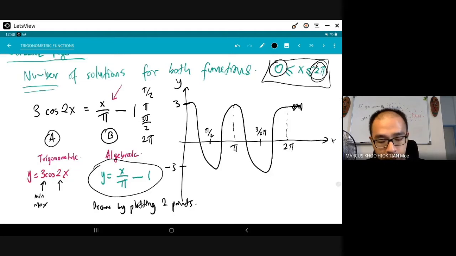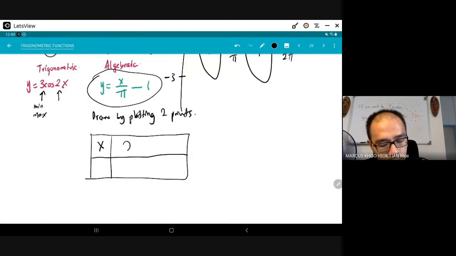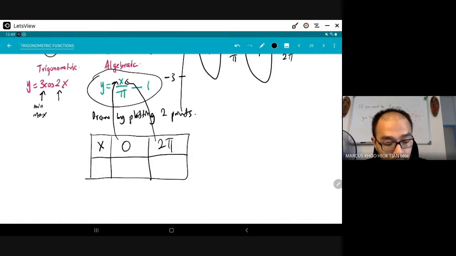Let me draw a table. Let's say my x value is 0 and 2 pi. I can substitute the 0 and the 2 pi into this x value to get the value of y. Take some time, let that sink in. It's like how we plot a graph: we replace the x value, and then we find the y value. You have done this since form 3. It's a very basic skill.